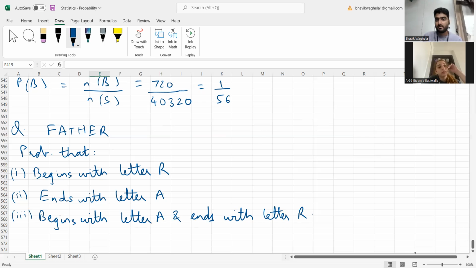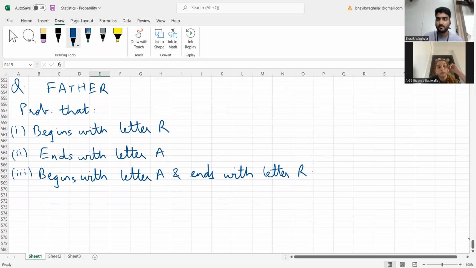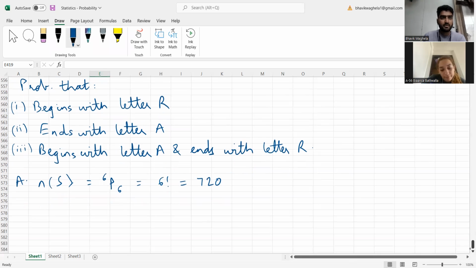So, how to proceed with such kind of question? This is clearly a problem on permutation, correct? Because here we have to arrange the letters of the word father. I want you to help me out this time. We start with the answer. What is the first step we do? We find N of S. Tell me, what do we do? 6P6. In the word father, there are 6 letters. We will be arranging 6 letters in 6 ways. So 6P6, which is 6 factorial. We just found out above that 6 factorial is 720.